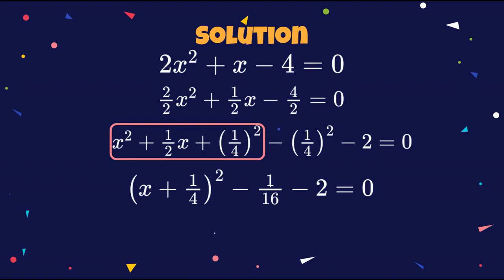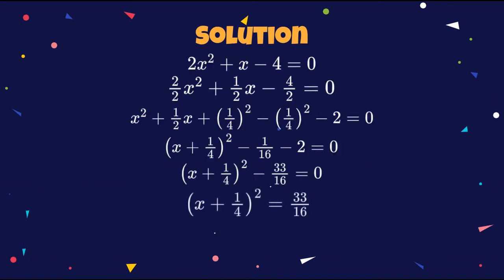Then if we take the LCM of minus 1 by 16 and minus 2 by 16 and solve it, we are going to get minus 33 by 16. So we will write it as x plus 1 by 4 whole square minus 33 by 16 is equal to 0. By looking at this itself, you can estimate the next step: we have to take this 33 by 16 from the left hand side to the right hand side. It is minus 33 by 16 here. If we take it to the right hand side, it becomes plus 33 by 16. So x plus 1 by 4 whole square is equal to 33 by 16.